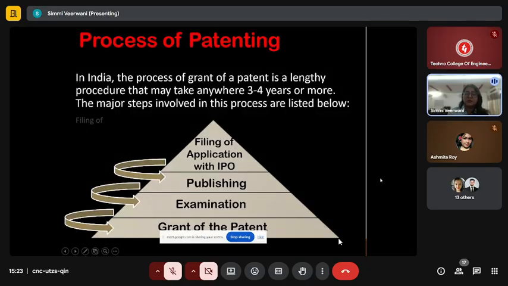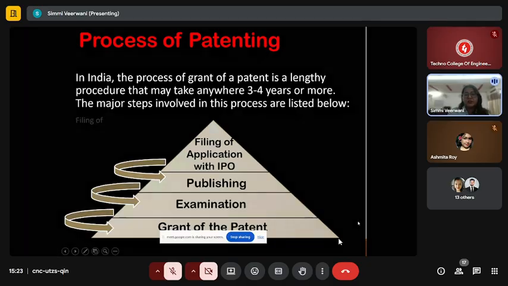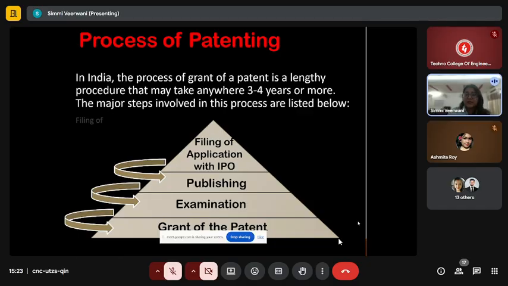Now let us see how is the process of patenting that. How can you get a patent registration? In India, the process of patent is a lengthy procedure that may take anywhere 3 to 4 years or more. The major steps involved in the process are listed below.